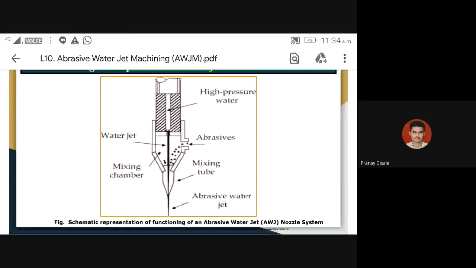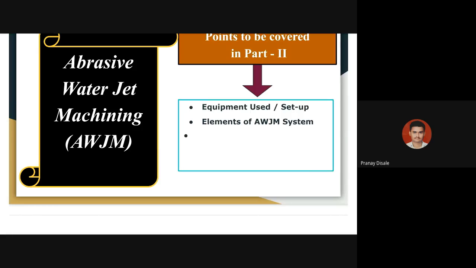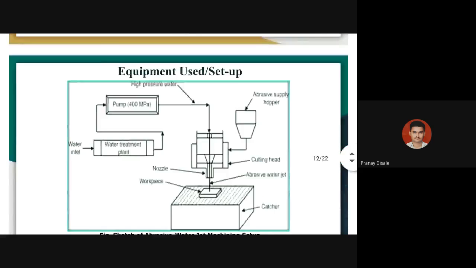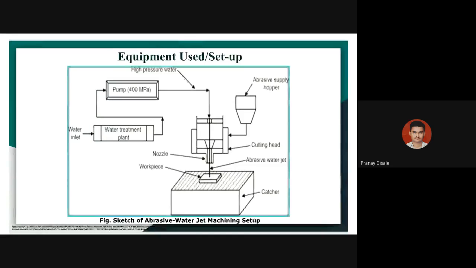Now we'll go for the system, that is, the setup or the machine used, or the different components or elements of this system. Okay, we'll see. Now you can see the diagram here. Here you can see we have the water treatment plant, or in simple language I will say, that is a reservoir for the water.